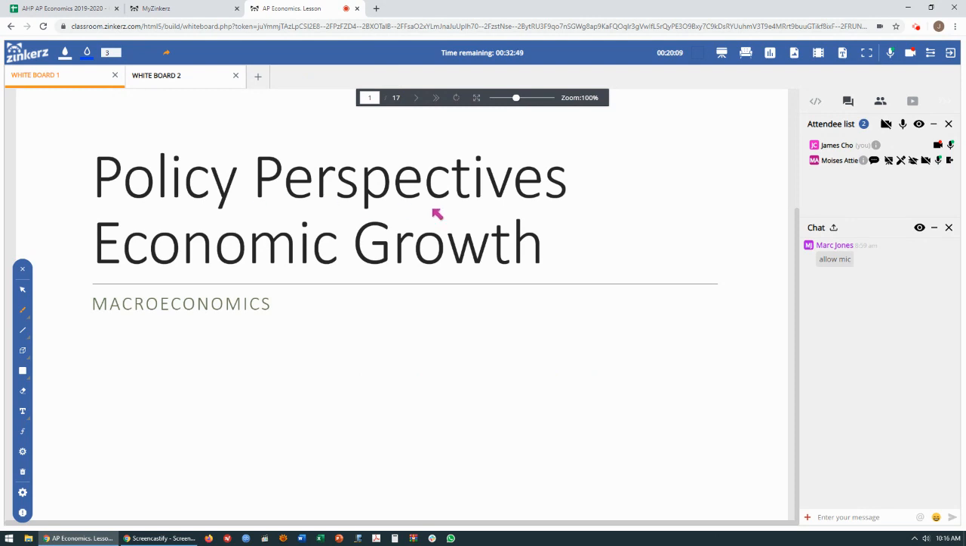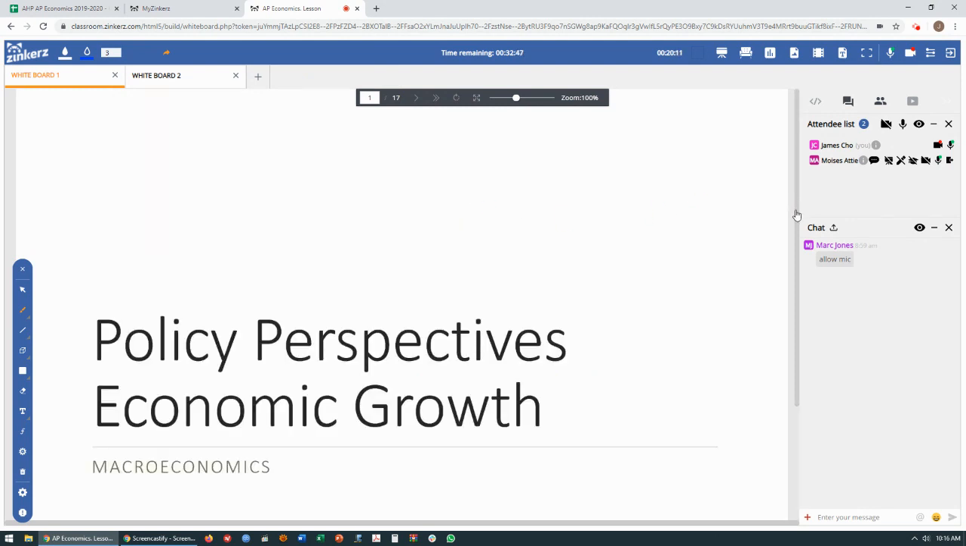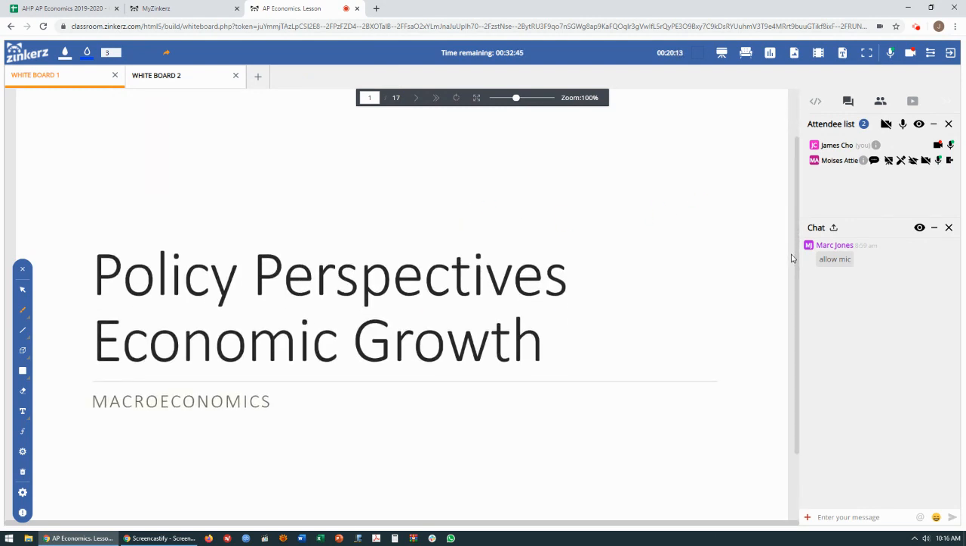Good. And now we're going to talk about these policy perspectives in a little bit more detail, and we're going to relate it to this idea of economic growth.